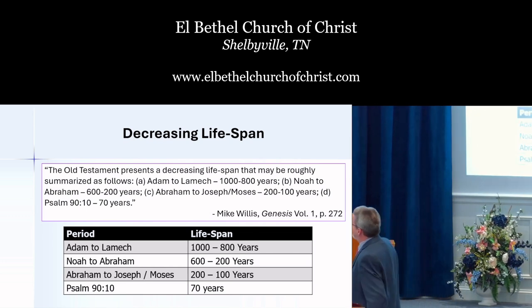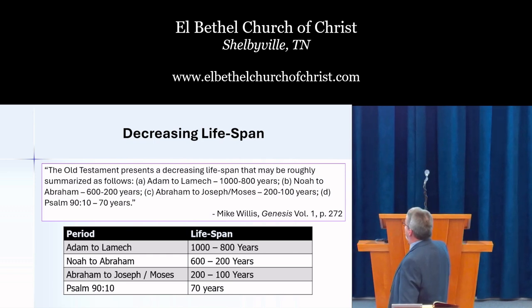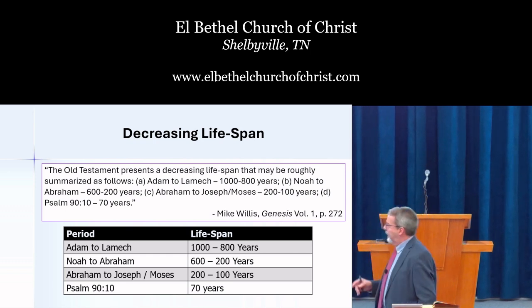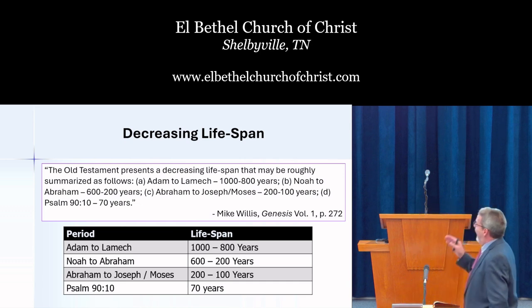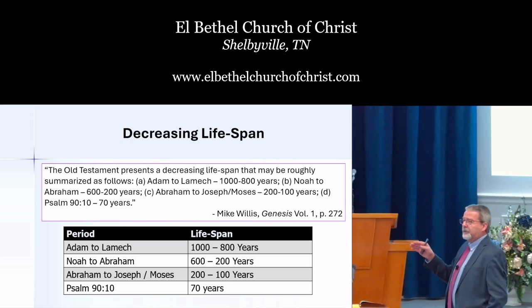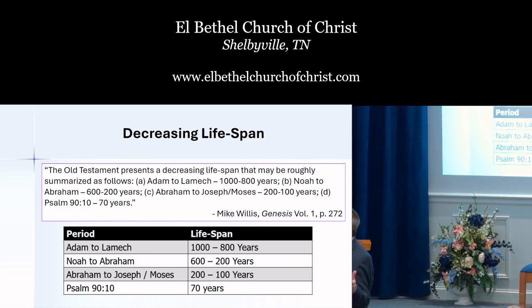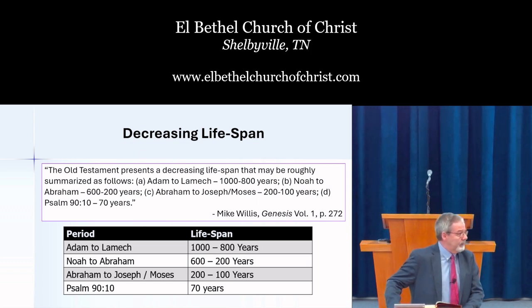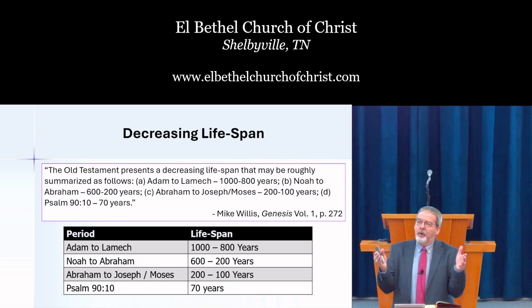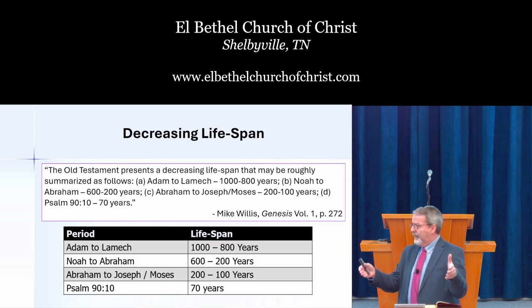This again is from Willis's work. He says the Old Testament presents a decreasing lifespan that may be roughly summarized as follows, and then I created this little graph to illustrate what he was saying. From Adam to Lamech, who is Noah's father, the lifespan generally was 1,000 to 800 years. Now, the oldest that we know of was Methuselah, who was 969. But we're just looking at rough numbers. So from 1,000 to 800 years would be the lifespan during that time.